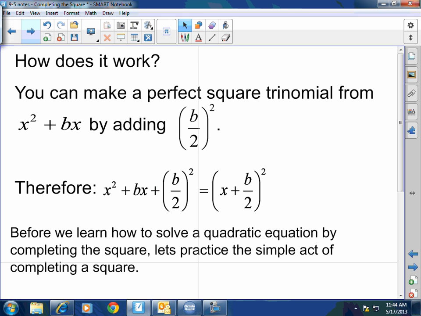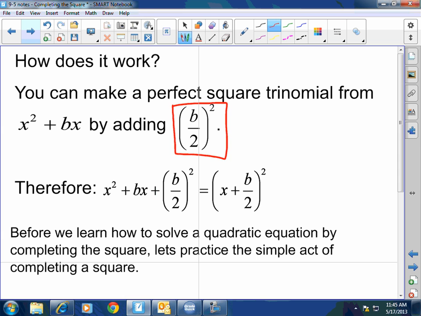How does it work? You can make a perfect square trinomial from x squared plus bx by simply adding b over 2 squared. Remember, the b is the coefficient of x. In other words, it is the number being multiplied to the x term. Therefore, once you add b over 2 squared, if you have x squared plus bx plus b over 2 squared, that's going to equal a perfect square binomial. That's the goal. Before we learn how to solve a quadratic equation by completing the square, let's practice the simple act of completing a square.